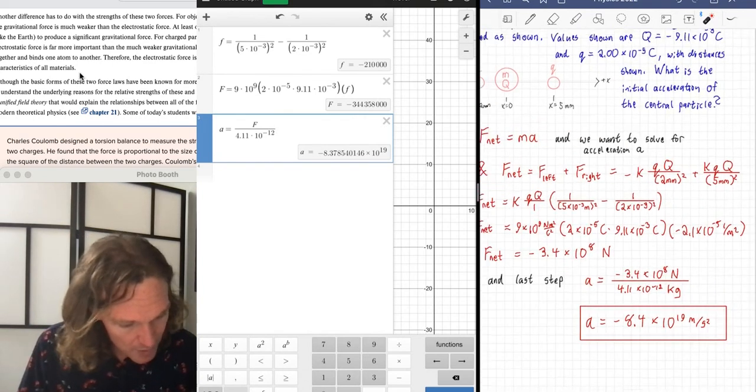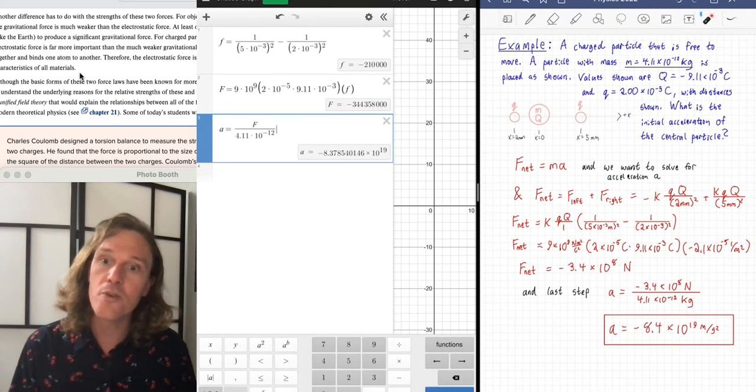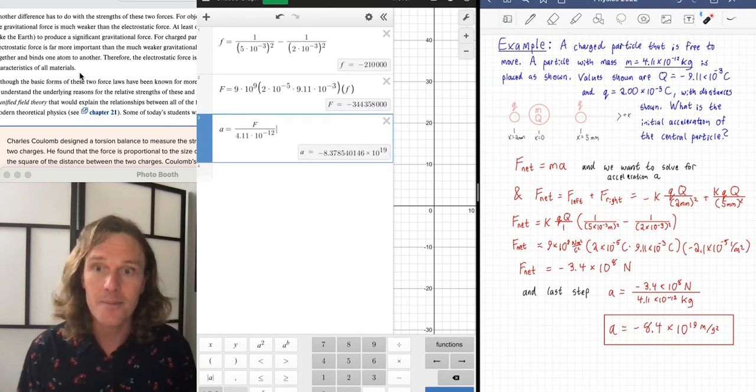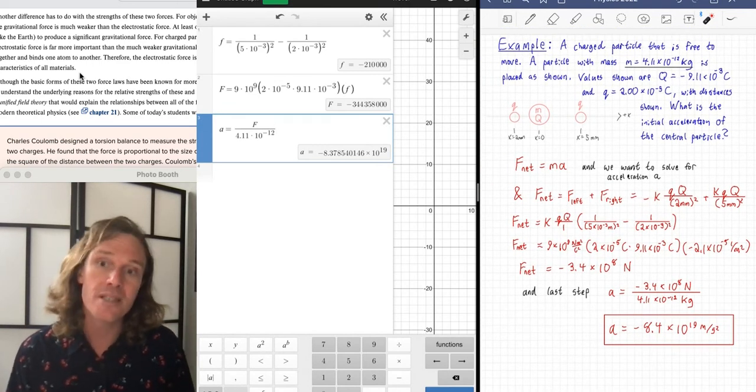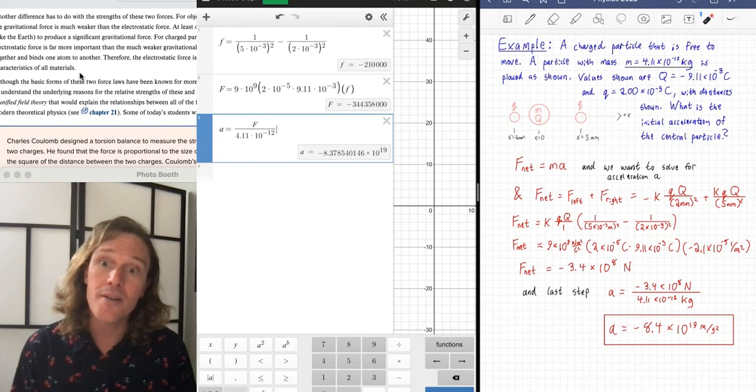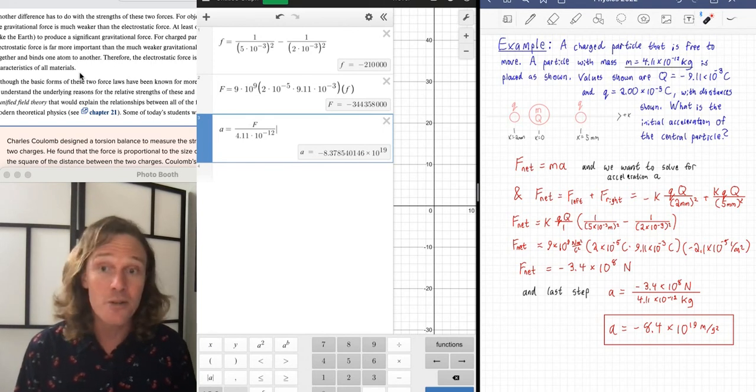Okay, so there you go, an example with the Coulomb force and Newton's second law. All right. So that definitely concludes this second video for Chapter 12. The third video will cover electric fields and electric potential, otherwise known as voltage.